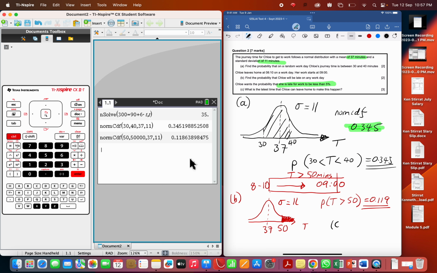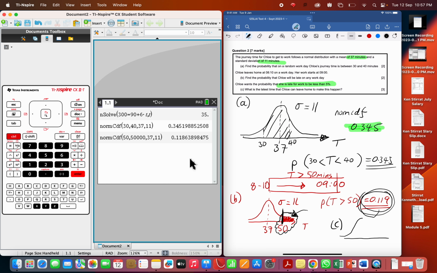So here's part C. Now, I think the trick is to have a little look at this. What did we find there? We found that if the journey time is 50 minutes or more, this would definitely be late. So we found this journey time here was 0.119. 11.9% of the time the journey takes 50 minutes or more. So what we're trying to do is reduce this figure down to 5%.